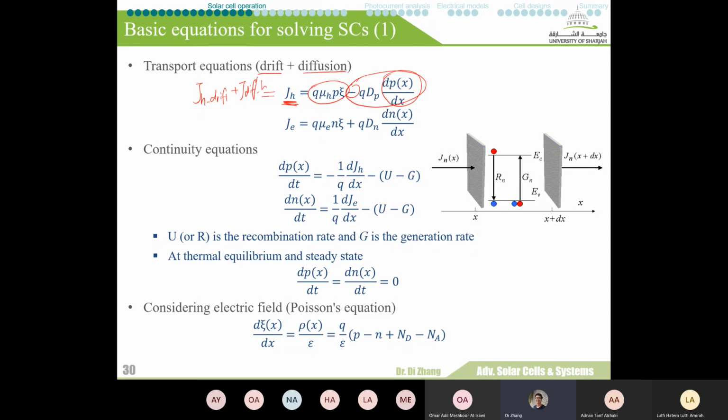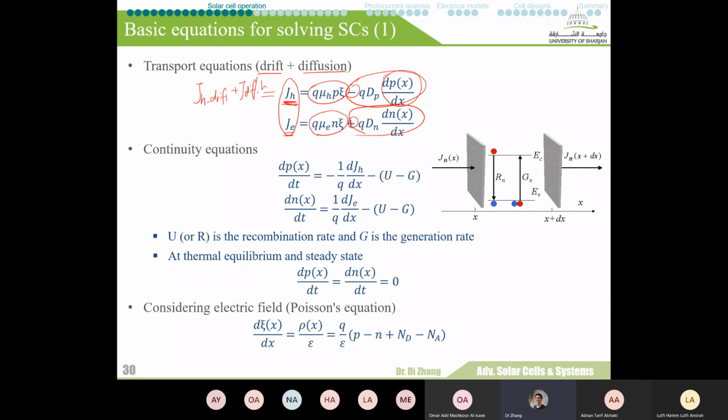Then we can do the same thing for the electron current. The electron current will be the summation of the electron drift current and the electron diffusion current. Again, there is a positive sign here for electrons, because holes and electrons have opposite signs. So those are the two current densities we have here. Remember that the J here indicates that this is a current density.